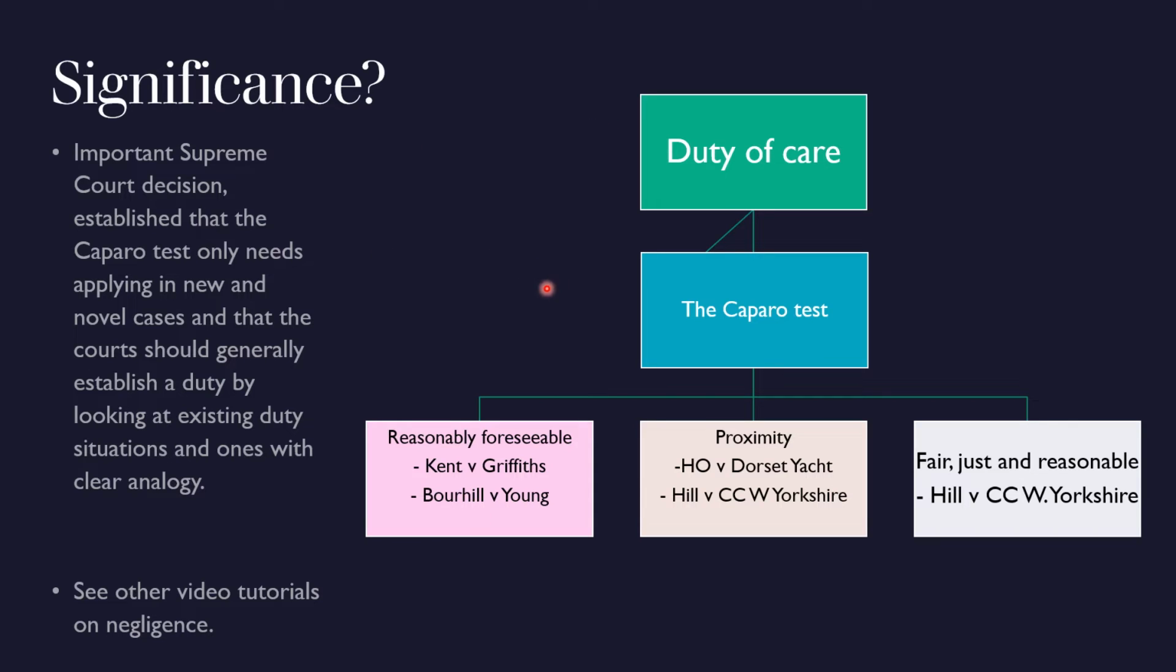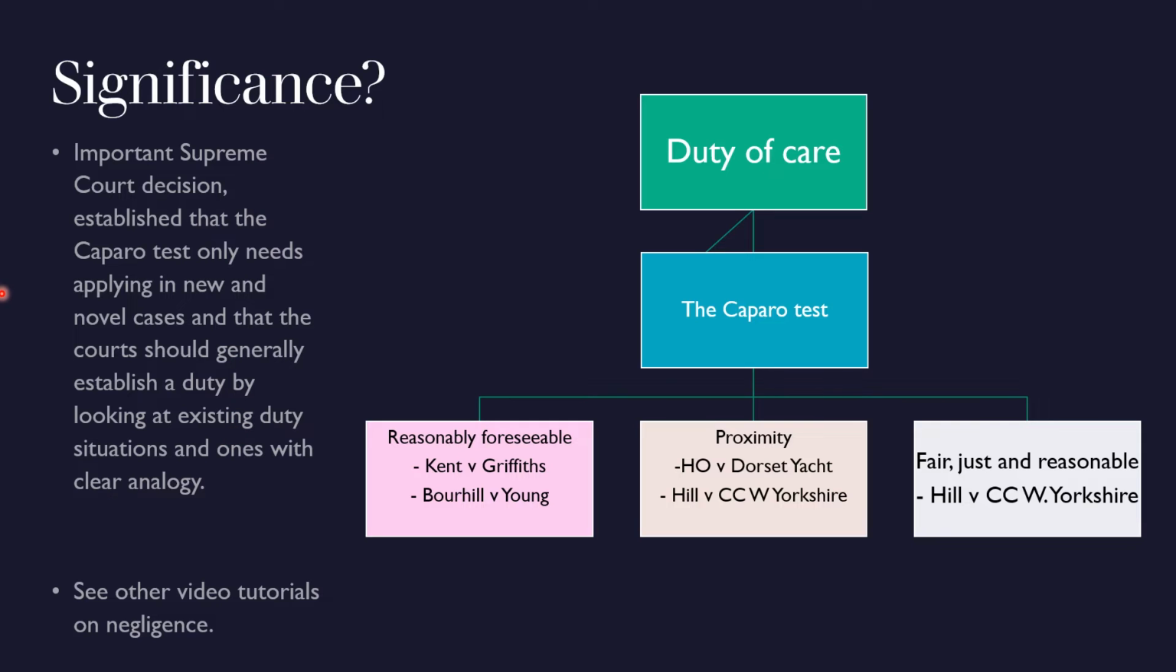But that's what the law previously was, and it still is. The Caparo test hasn't been abolished, it's not been overruled by this new case. It still exists, but primarily we're only going to be using it for new novel negligence cases where there isn't already an existing duty situation that's been established in law. And that's what I've put here.